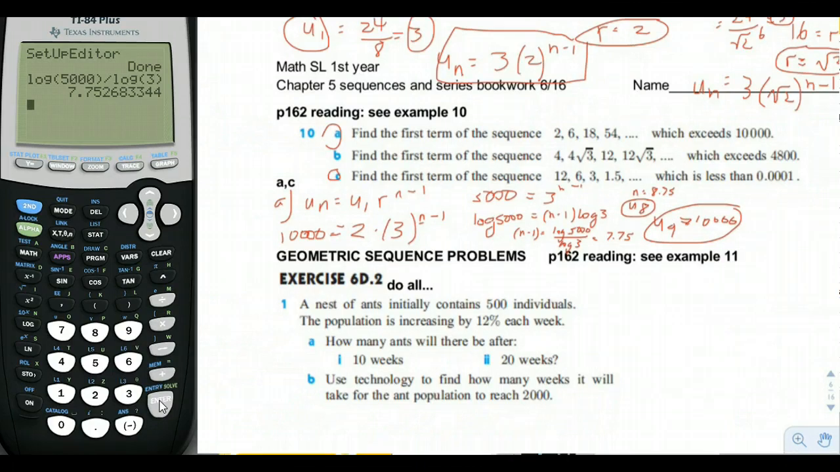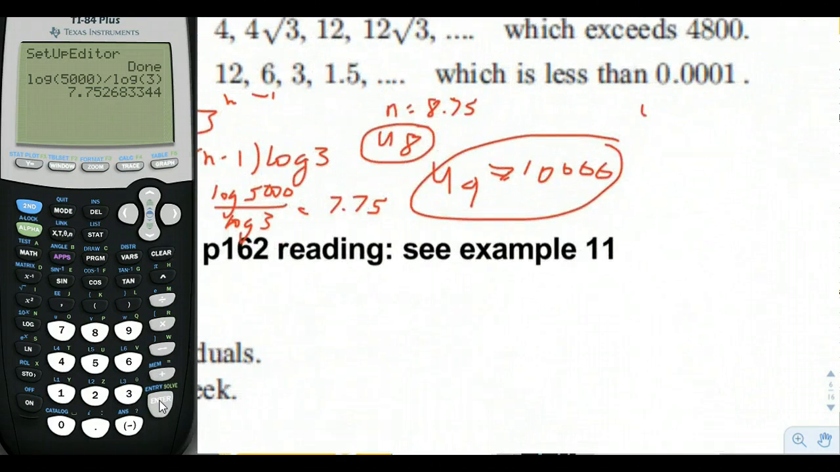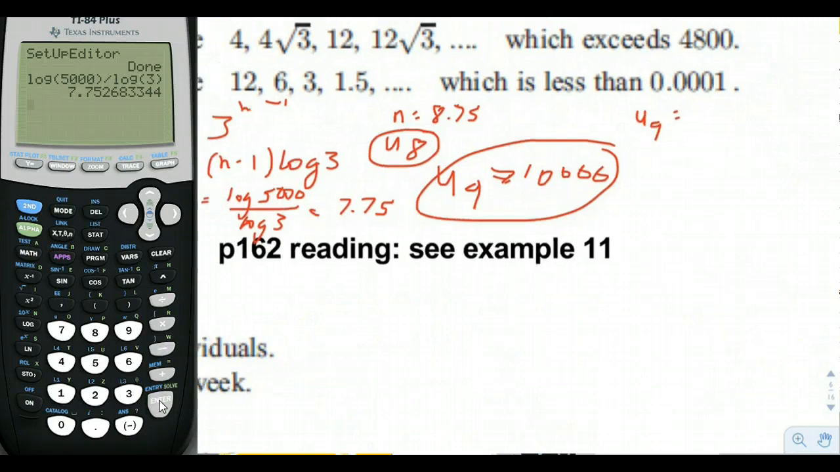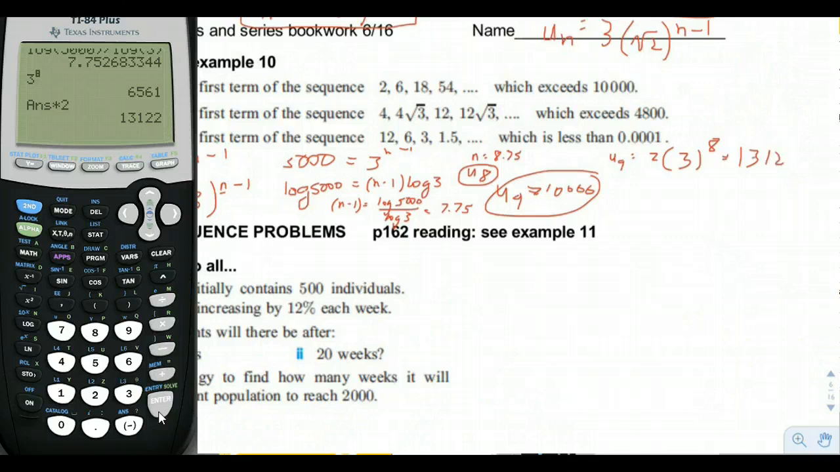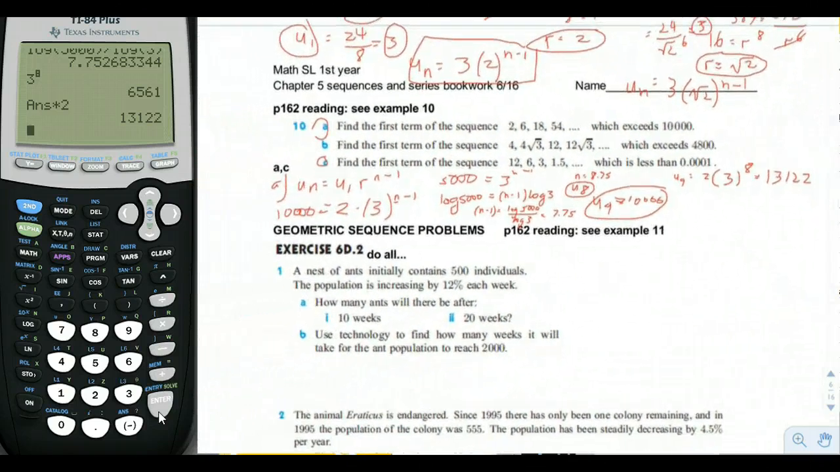And if they want us to actually find the term, what is u9, then we could use the general term, right? u9 is equal to 2 times 3 to the n minus 1, which we know is 8. Okay, so we could do 3 to the 8th, which is 6,561, and we multiply by 2. And it's 13,122. Okay? So you could have done that without logs. You could just do repeated multiplication on your calculator and find that, right?